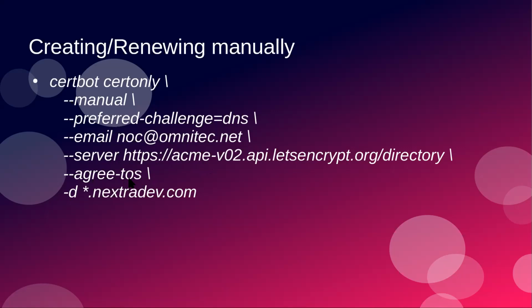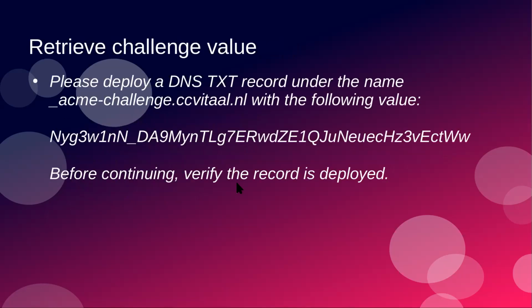We'll always have to have agreed to terms of service. And the domain name to secure is star dot, and this was the domain name we were using. Any questions about the manual process? So that DNS checks record, sorry, this should be nextradev.com here. I was building this out of a copy.